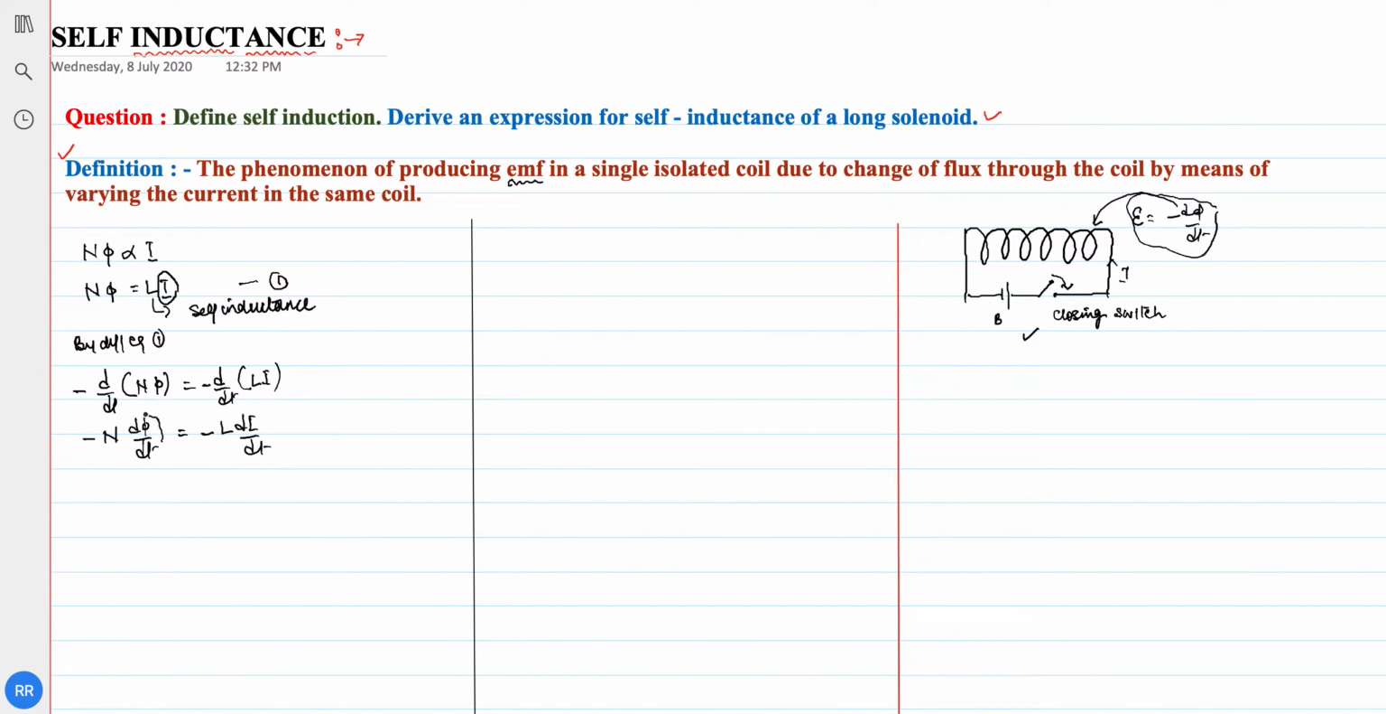So according to Faraday's law of electromagnetic induction, this part is equal to induced EMF. So this is the induced EMF. It is equal to minus L times di upon dt. Okay, so very interesting physics will come out from this. You had studied earlier from Faraday's law that when there is a change in flux, EMF is equal to minus d phi upon dt.